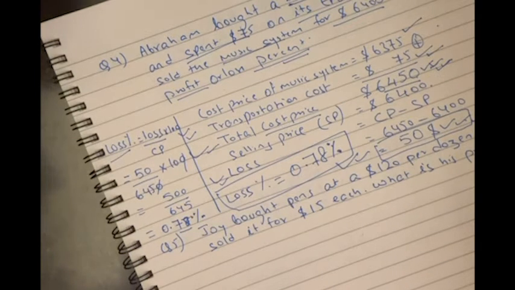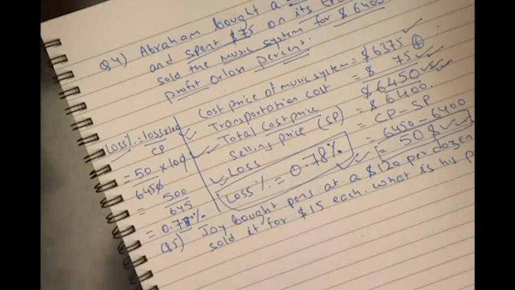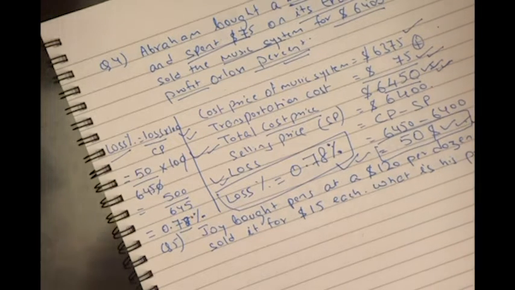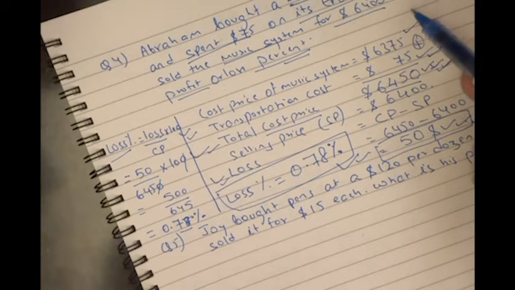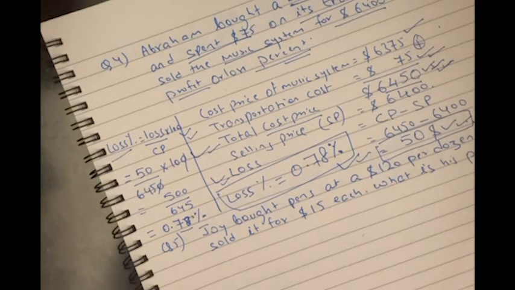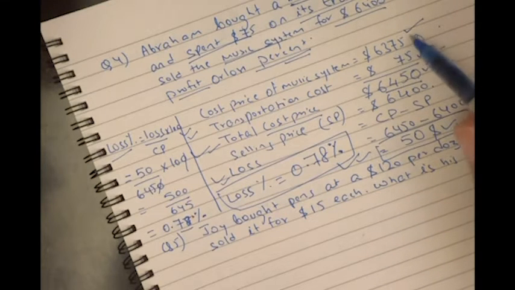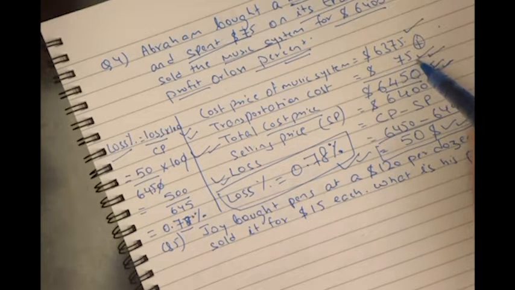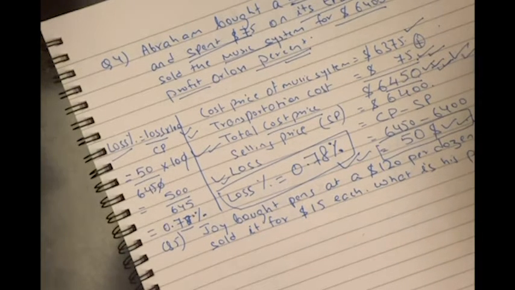Very nice question. Very quickly I will recap. Abraham bought a music system for an amount. There was an additional transportation cost in order to deliver the music system. He sold it to someone at the price of $6,400, and we were asked to find out the profit or loss percent. So in order to find the total cost, given that there is an additional expense of $75 involved, we had to add 6,375 plus 75. This will give you 6,450.